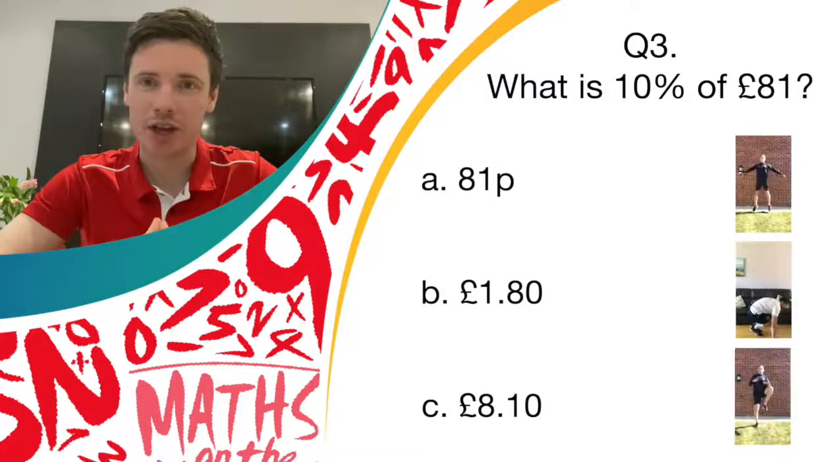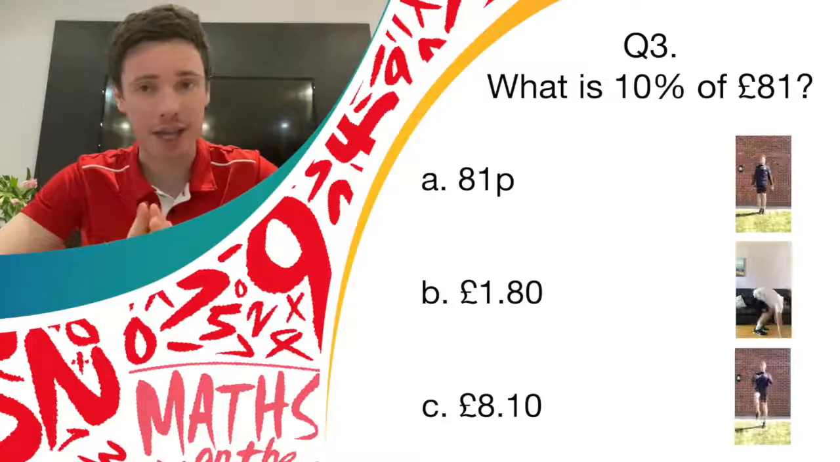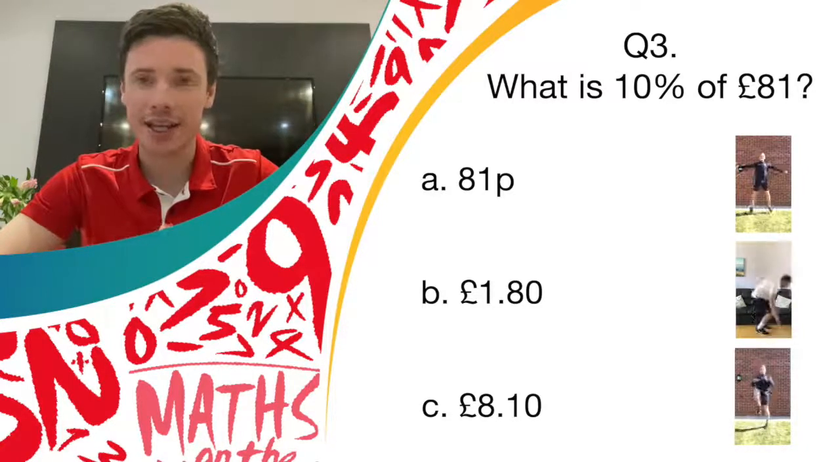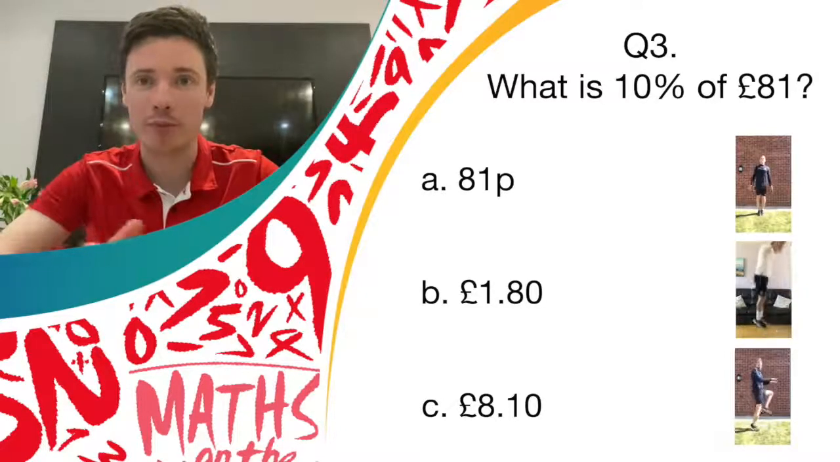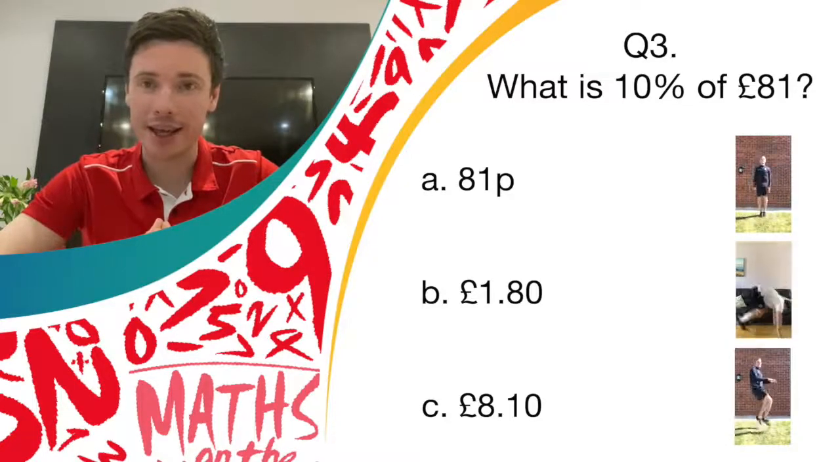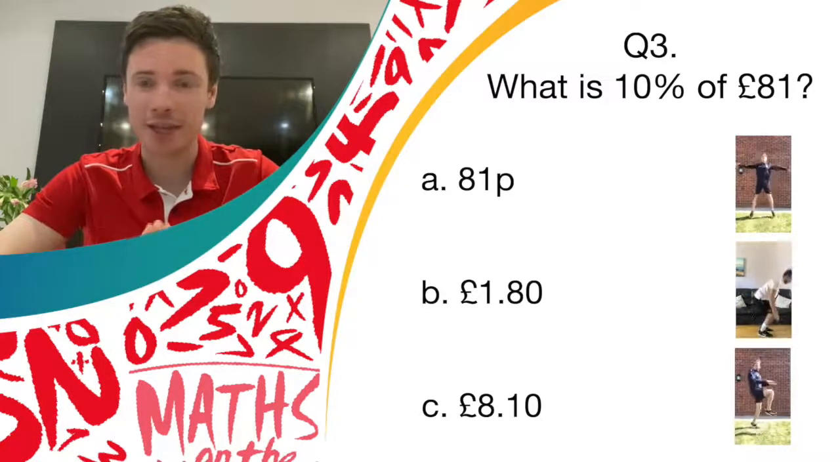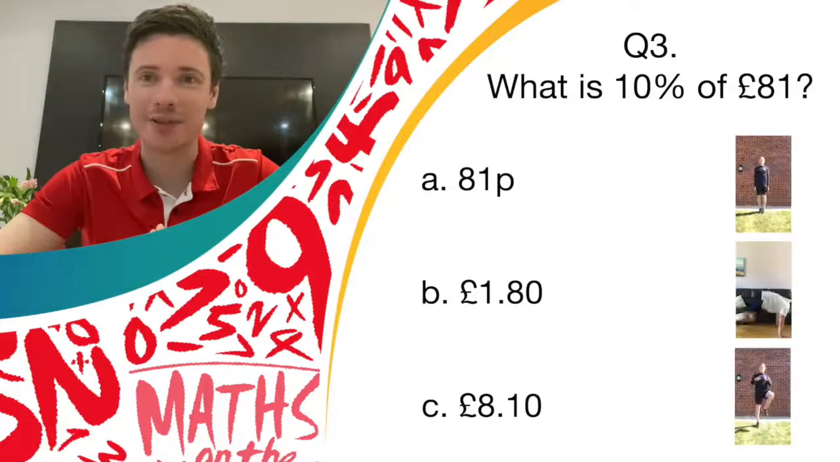Okay, so our options are, is it A, 81 pence? Is it B, £1.80? Or is it C, £8.10? If you think it's A, 81 pence, then it's star jumps that you should be doing. If you think it's B, £1.80, then it's burpees. If you think it's C and it's £8.10, then it's high knees for you.